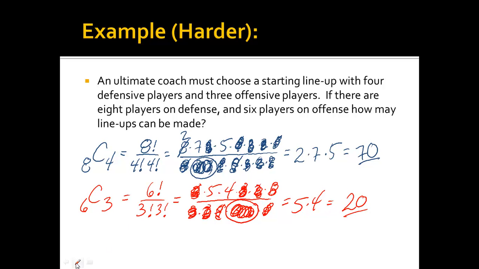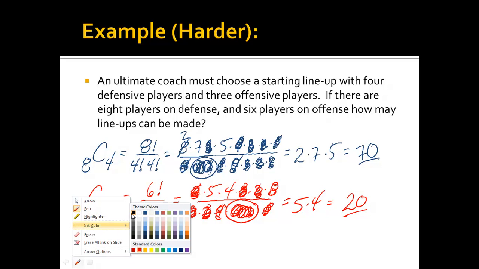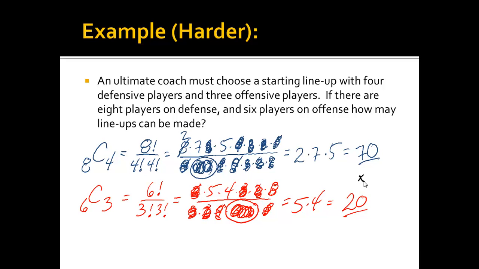And now to get my solution, I'm going to multiply these together. 70 times 20 is 1400. So 1400 is my answer here, and that's how we go about solving these problems. And this is a hard example. I mean, there's some where you'll have to do 3 and 4 different calculations and then multiply them together. Really, all you did was 2 easy problems and multiply the answer together.